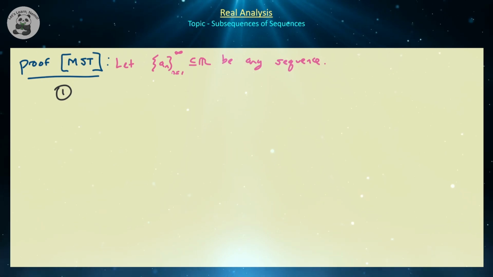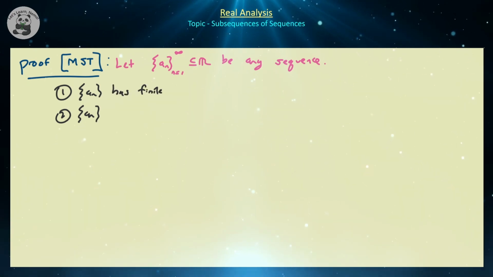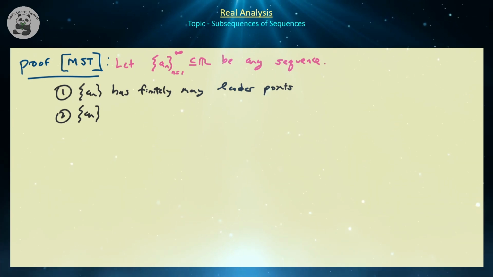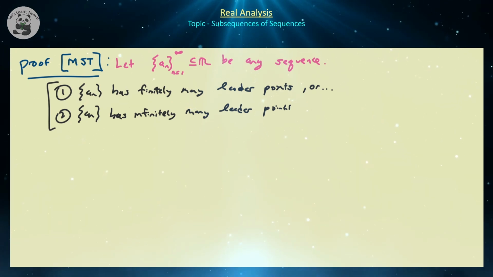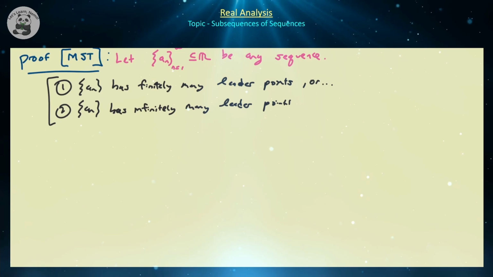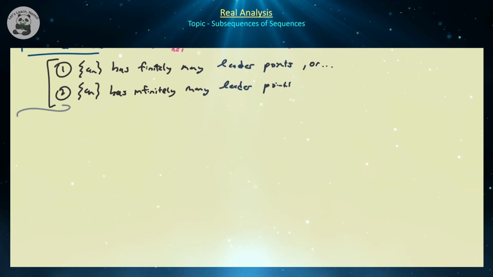So one way you can go about this is analyzing it in the following manner. So a_n either has finitely many leader points, or it has infinitely many leader points, right? And that partitions the set of all sequences, right? And keep in mind, 0 leader points would be classified under the finitely many, okay? So let's see if we can analyze these two cases.